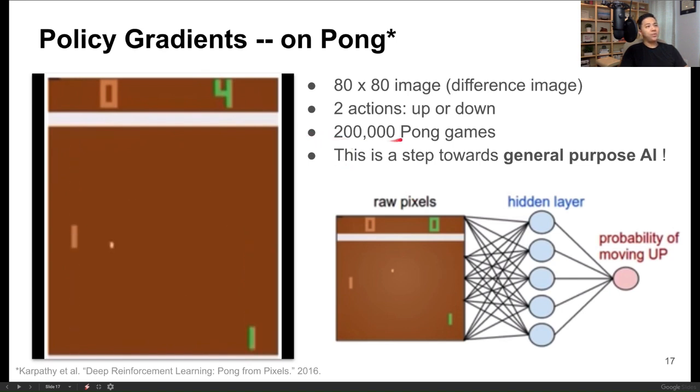They train using 200,000 Pong games. And the really cool thing about this application is that all it sees is raw pixel input. It doesn't really see anything else. So this is a step toward general purpose AI, because you see there's nothing else, just the raw pixels, a neural network, and the probabilities. Right? So it was able to play, it's really jagged, but it's also really fast. So it was able to play really well against a human, winning for the most part here, right?